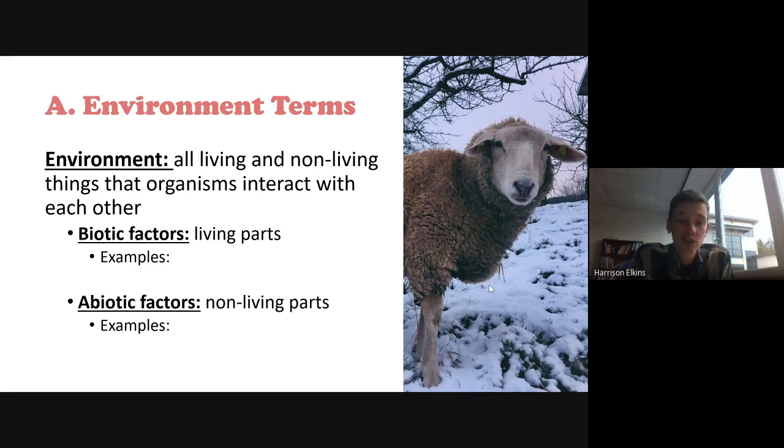Maybe the temperature is an abiotic factor. It's really cold this morning, and so that is also something. So maybe the air pressure, precipitation, temperature, these are all factors that make the environment what it is. And so these are the things that we're going to be studying in environmental science.